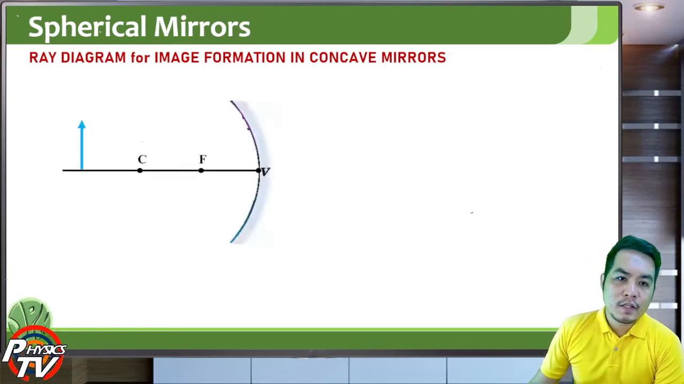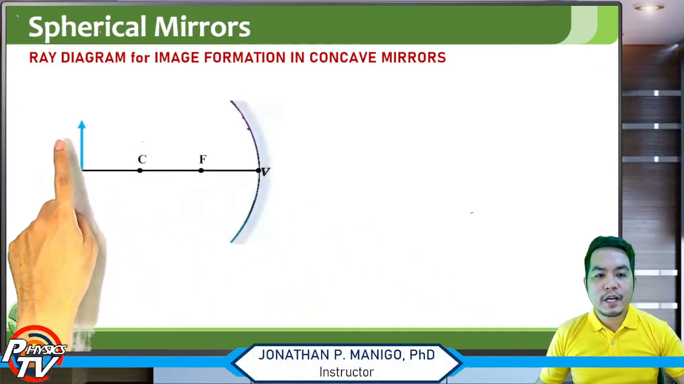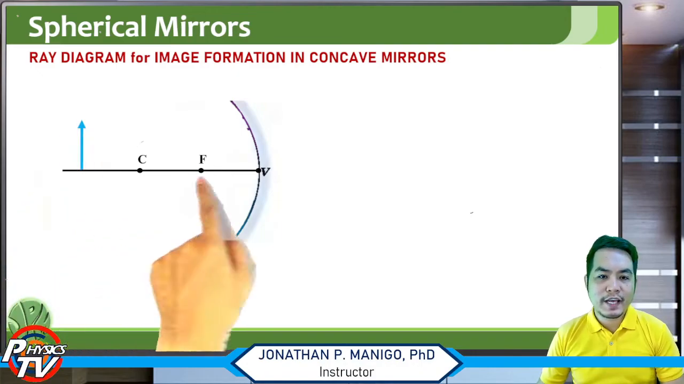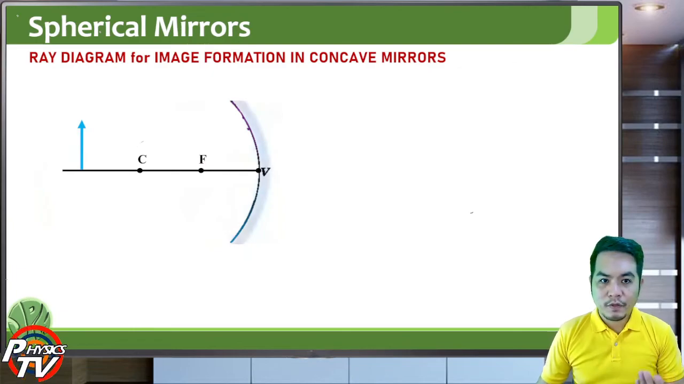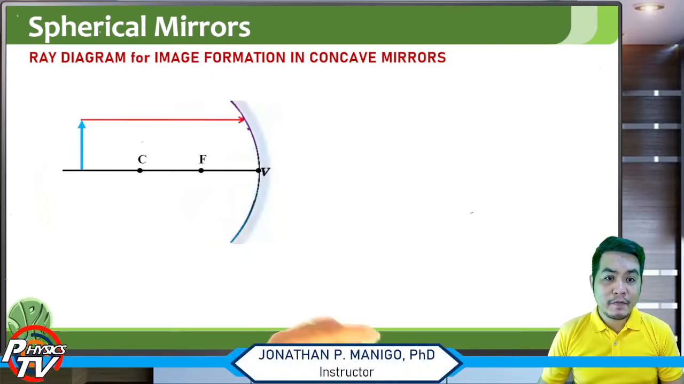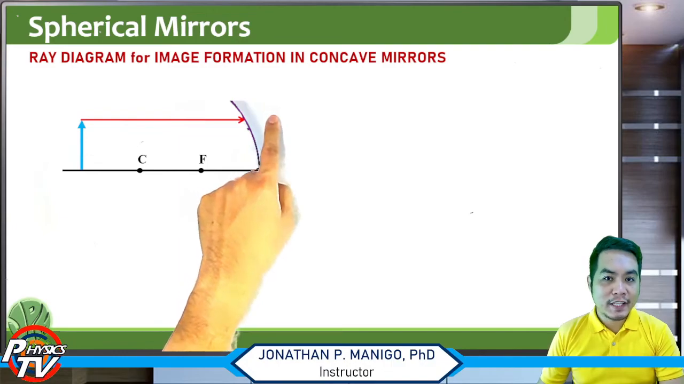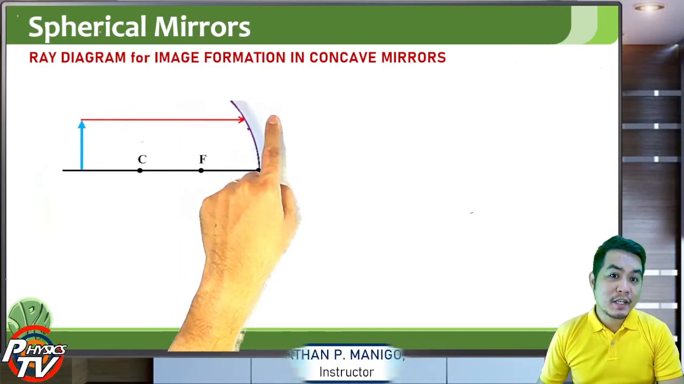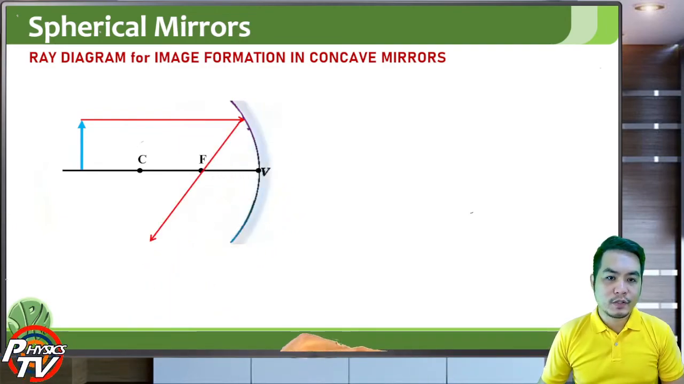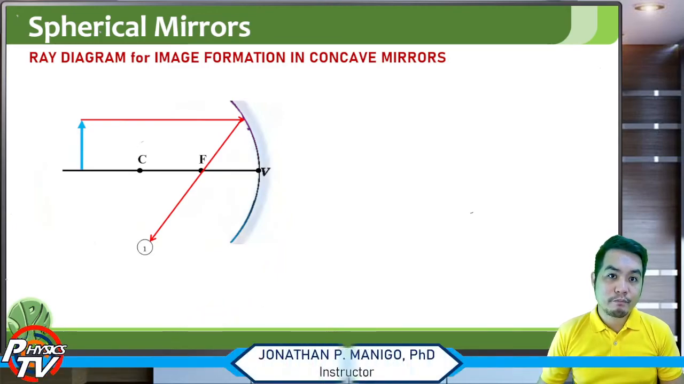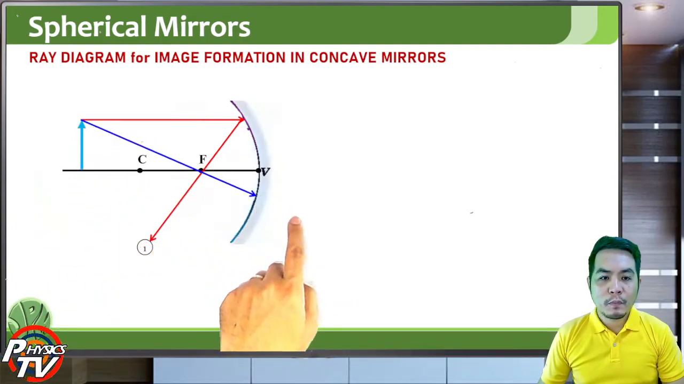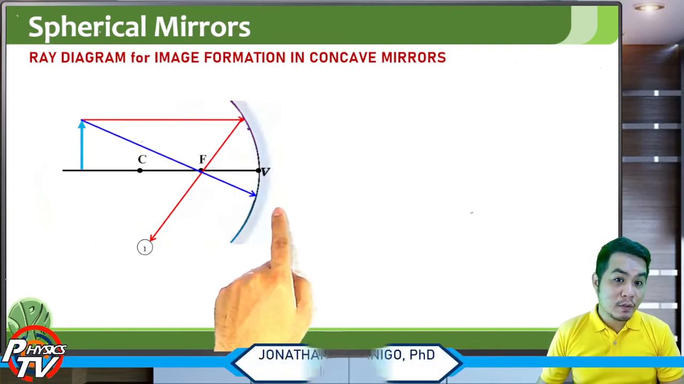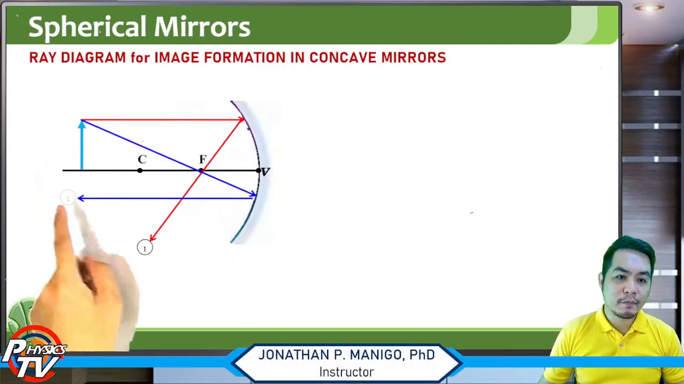Okay, so suppose we have an object with height y, at distance s from the vertex, and this is our concave mirror. The first principal ray is the ray parallel to the optical axis, and this will be reflected passing through the focal point. So that's the first principal ray, or ray number 1. Now, a ray passing through the focus will be reflected parallel to the axis. So that's ray number 2, the second principal ray.